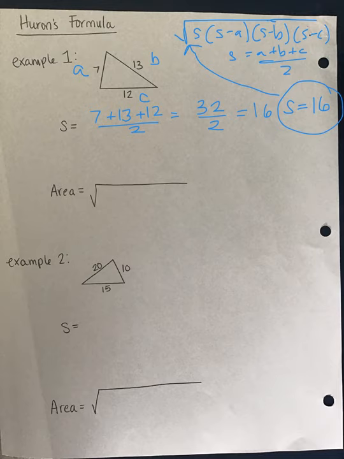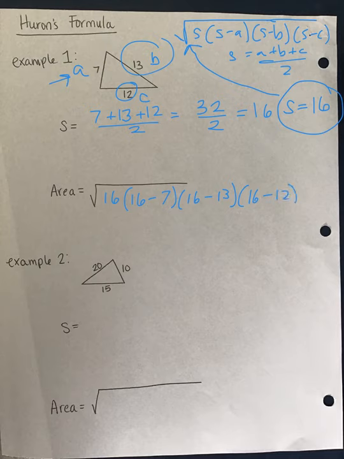Okay, so it will be the square root of s, which is 16, parenthesis, s again, 16 minus a, which was the 7, 16 minus b, which is 13, and 16 minus c, which is 12. And this whole thing is square rooted.